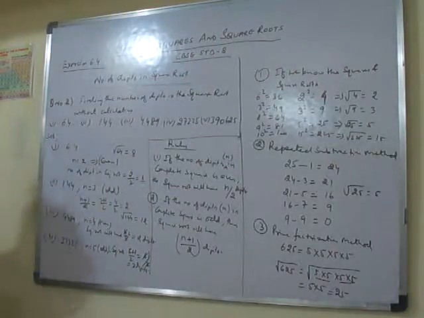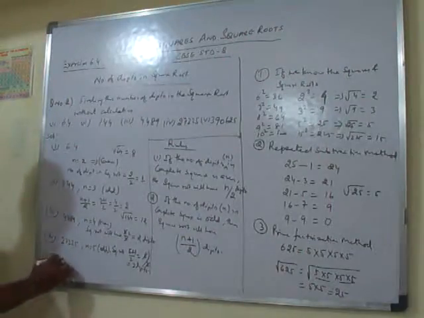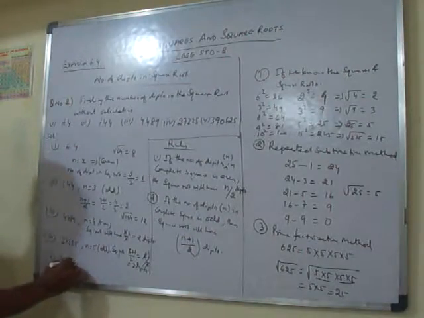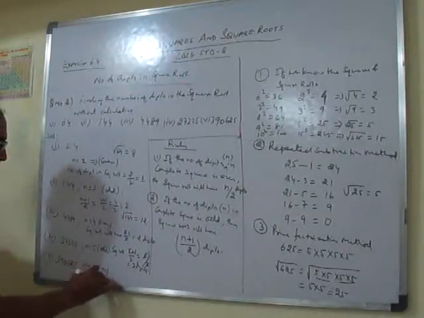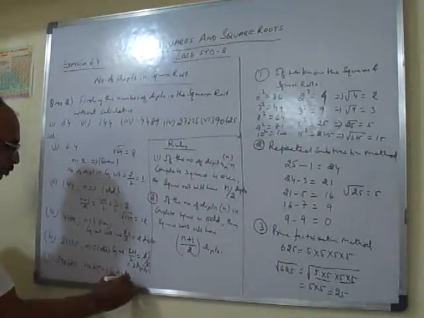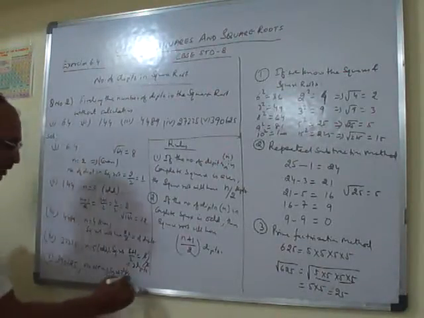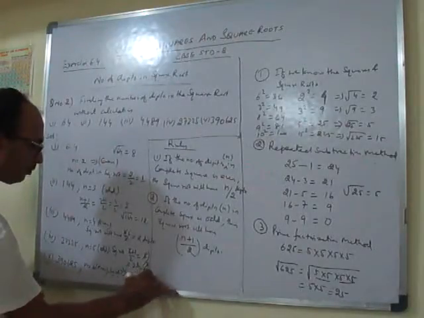Okay, next one, 390,625. Its n is equal to 6. That is even. So the square root will have 6 by 2, so it is 3. So it is equal to 3 digits.